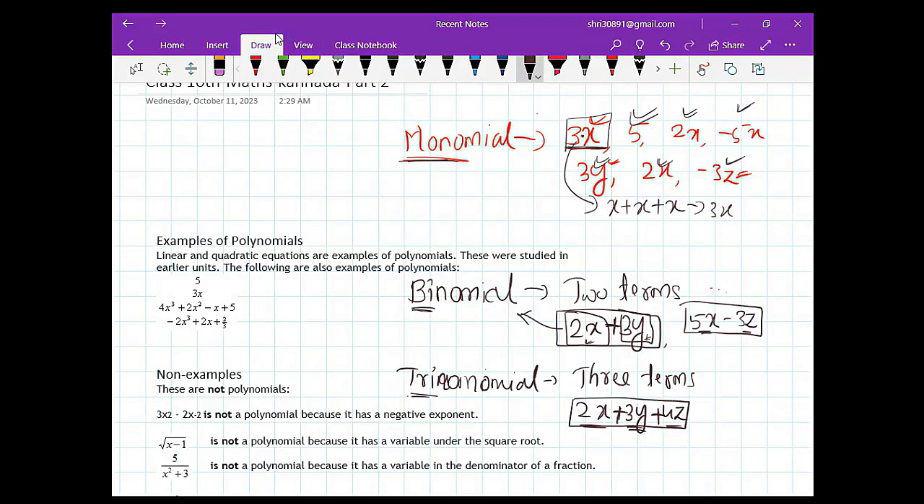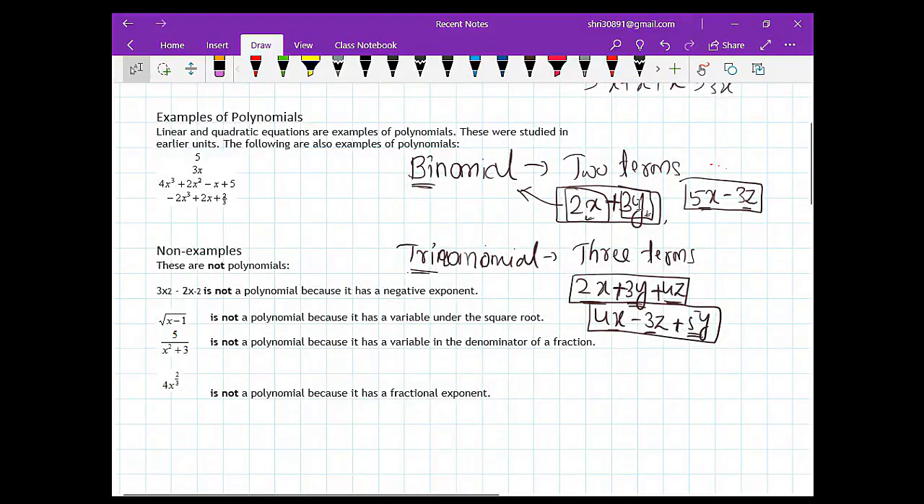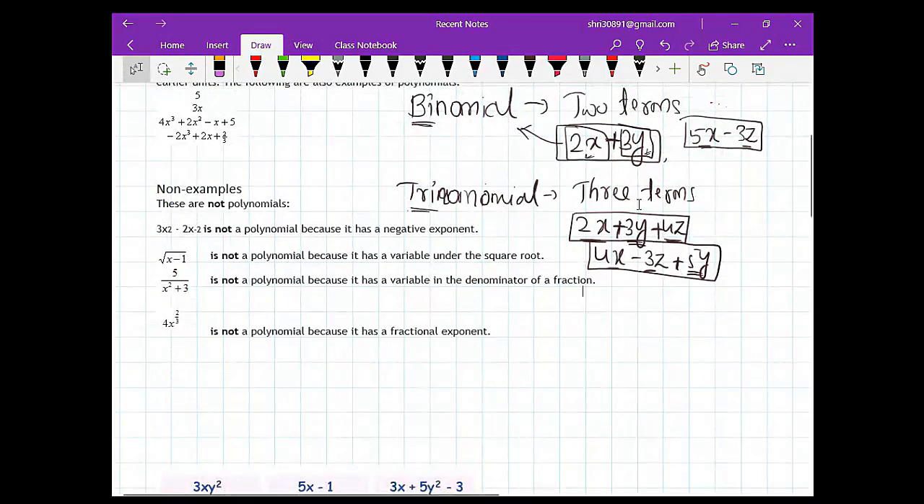See another example, 4x minus 3z plus 5y. Here 4x is one term, minus 3z is the second term, and 5y is the third term, and these three terms are separated by minus and plus signs. This is another trinomial. Like that, you have to write two other examples yourself for monomial, binomial, and trinomial.